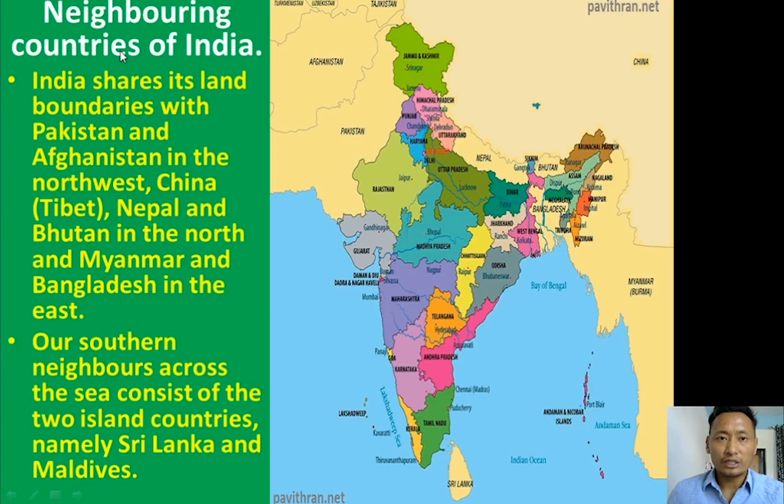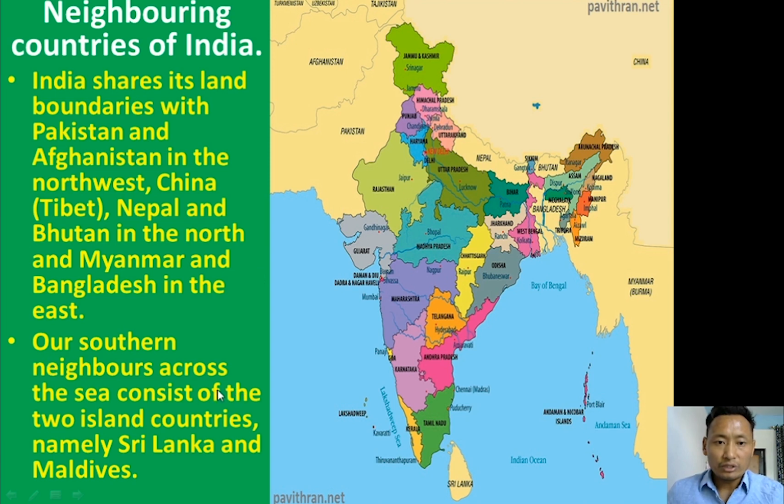Neighboring countries of India. India shares a land boundary with Pakistan, Afghanistan, China, Nepal, again China, Bhutan, again China, Myanmar, and Bangladesh. These are the neighboring countries with which India shares a land boundary at the northwest, north, and northeast.